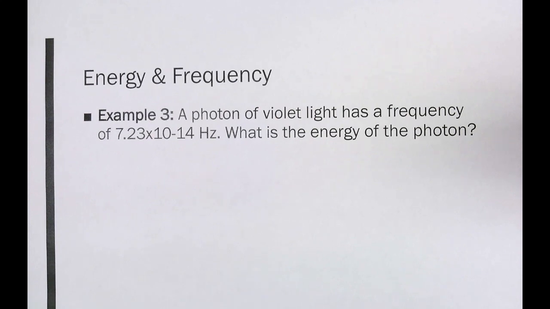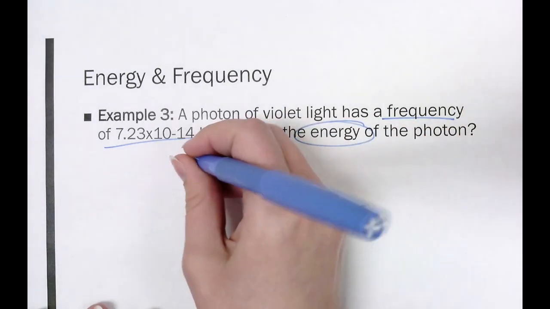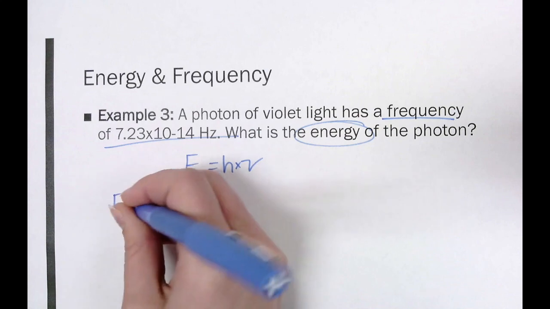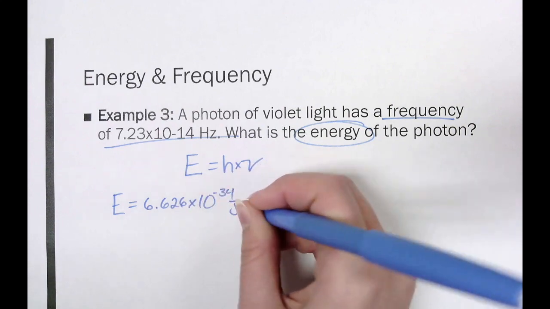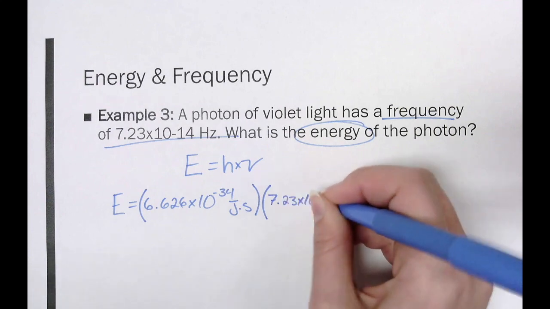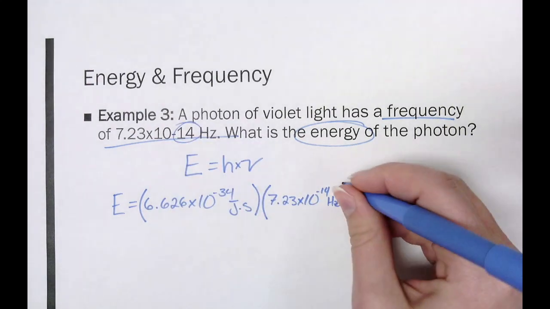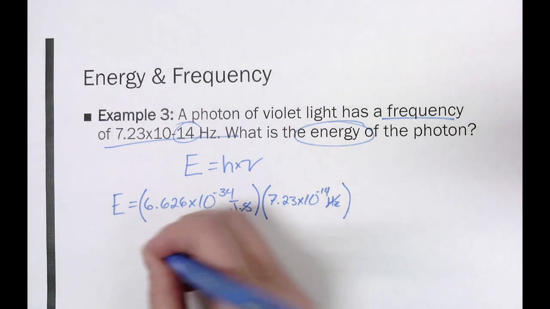So our example 3 says a photon of violet light has a frequency of 7.23 times 10 to the negative 14th hertz. What is the energy of the photon? Well, if we are given frequency and we want energy, our equation should be E equals Planck's constant times nu. In this case, we're trying to find energy. Planck's constant is 6.626 times 10 to the negative 34th joules times seconds. Our frequency, they tell us, is 7.23 times 10 to the negative 14th hertz. This part should actually be a superscript in the question. Hertz and seconds are going to cancel. So at the very end, we will have just joules for our units of energy.